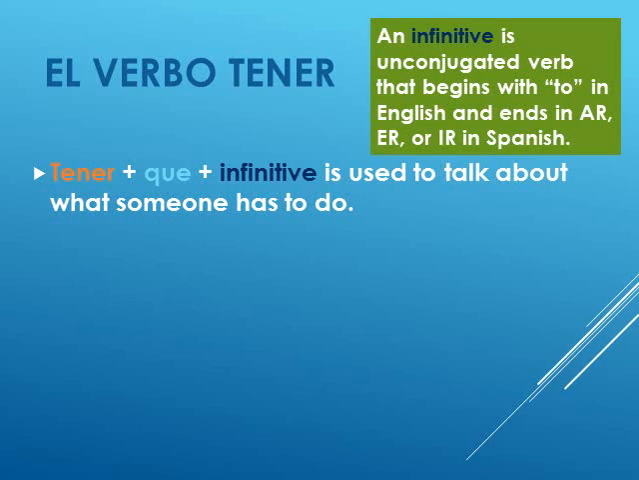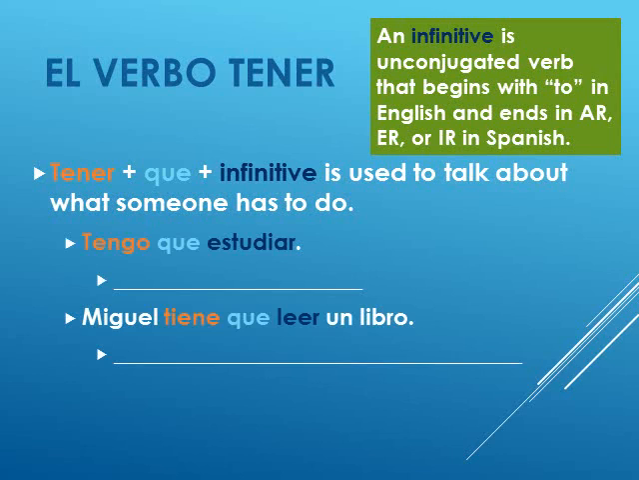An infinitive is an unconjugated verb that begins with to in English and ends in AR, ER, or IR in Spanish, okay? So, if I said tengo que estudiar, what I would be saying is I have to study. Tengo means I have, we put the word que in there, and then estudiar means to study, okay? If I said Miguel tiene que leer un libro, I would be saying Miguel has to read a book, okay? Tiene is has, and then we put the word que in there, and then leer means to read.